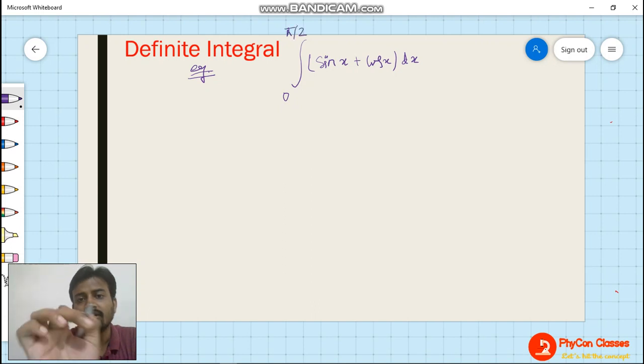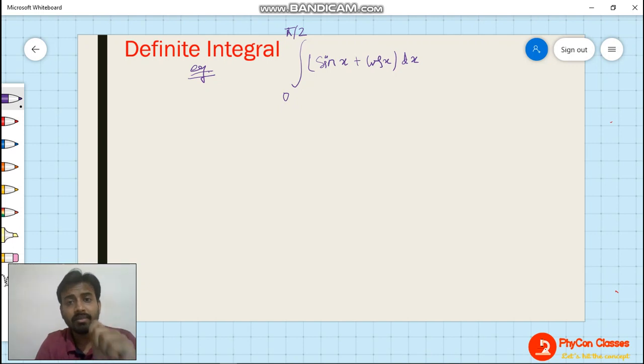What is pi by 2? Pi by 2 is 90 degrees, right? So this limit of 0 to pi by 2 is the limit of x. That x is varying from 0 degrees to pi by 2, that is 90 degrees. Now what we have to do is just do the integration in the normal way without adding the constant, and then apply the limits. That is the answer. That is the way. Okay.